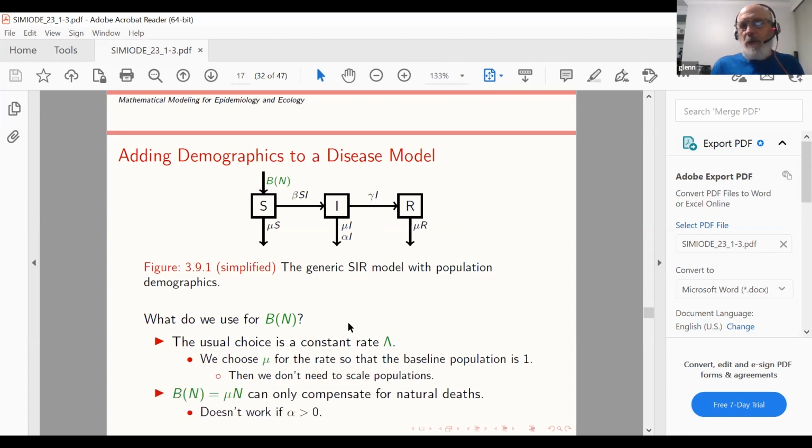You might think that if you want a density-dependent birth rate, you should just make it proportional to the population, but this doesn't actually do anything because it exactly compensates for natural deaths. So if alpha is greater than 0, the birth rate is too small to replace the people who die from the disease and the population crashes eventually. If alpha is 0, then you didn't need the factor of n, which is always equal to 1. So under no circumstances is mu n a good choice.